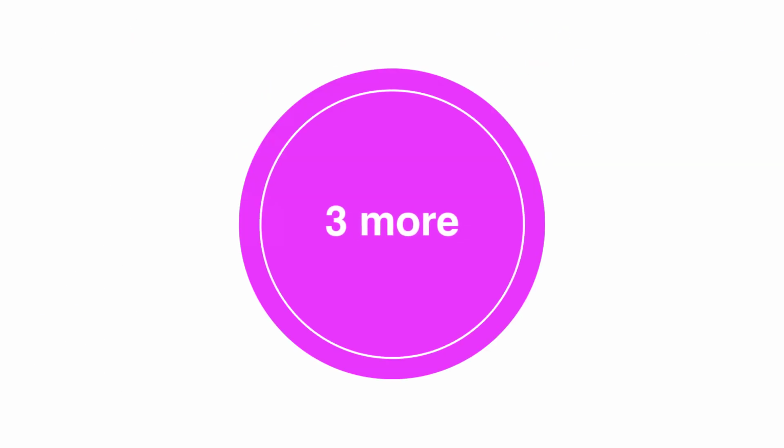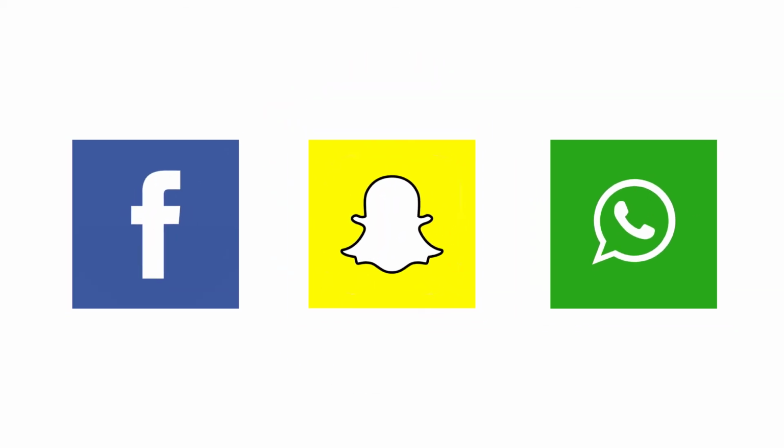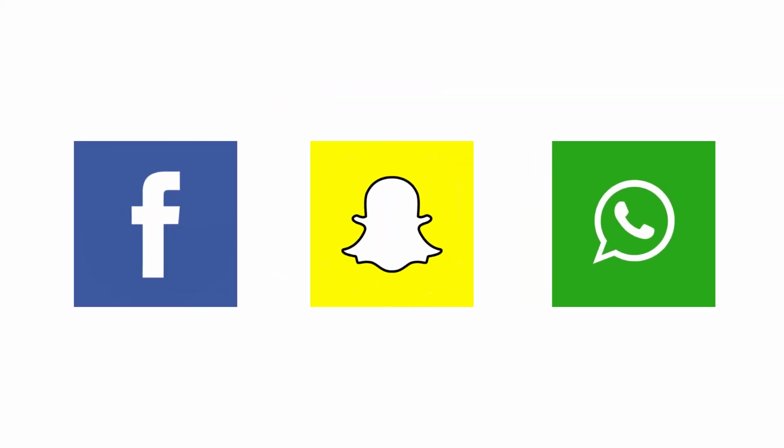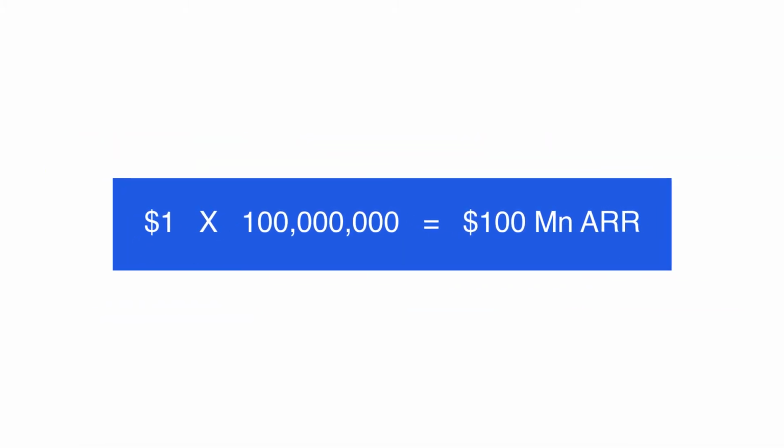There are 3 more customer segments based on ARPU per year to generate $100 million in ARR. But these customer segments are not common for SaaS companies. I can share about those customer segments also in this video. The first segment is social media companies like Facebook, Snapchat, and WhatsApp. These companies have an ARPU per year of $1. Since these kinds of social media companies have more than 100 million users, they can generate $100 million in ARR. Advertisement is their revenue model.